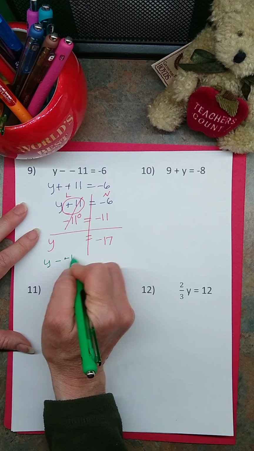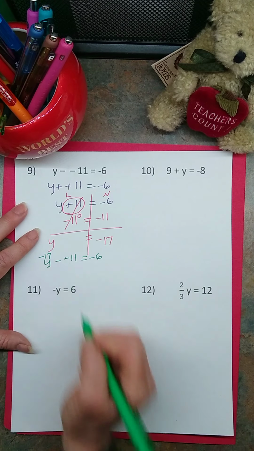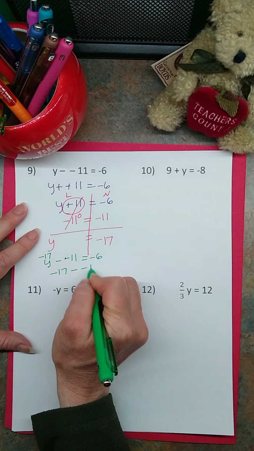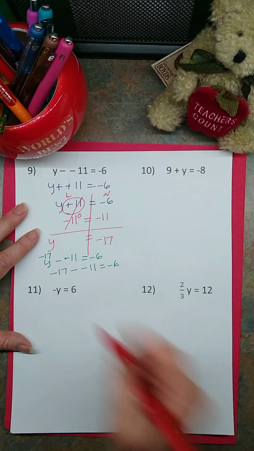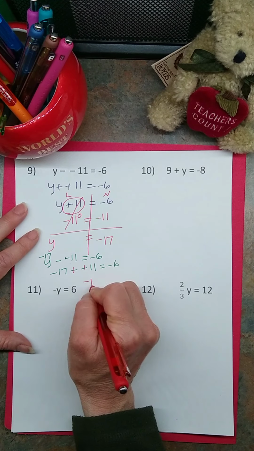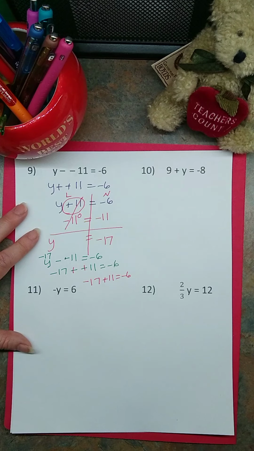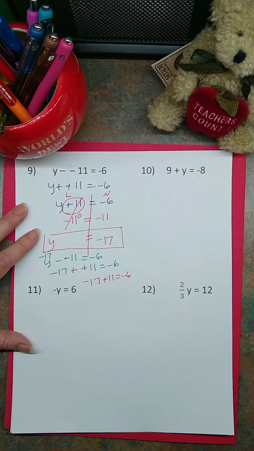Whoops, minus a -11. In the spot marked y, put the value that you found. Is -17 minus a -11 equal to -6? Change that to plus. Is -17 plus 11 equal to -6? I can see that it is, so I'm done. I know that this is my answer. All right, let's give number 10 a try.